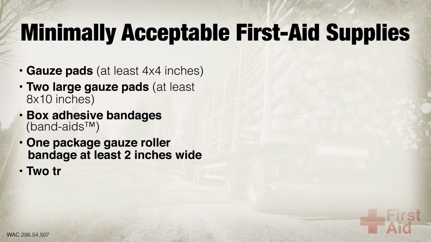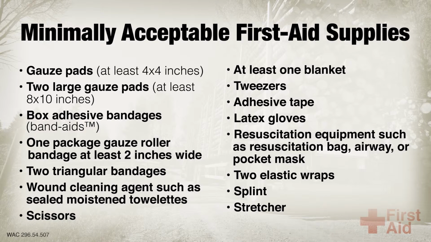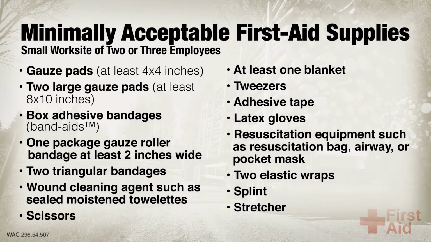Following is the minimally acceptable number and type of required first aid supplies to meet the requirements of this section. The contents of the first aid kit listed should be adequate for a small worksite of 2 to 3 employees. For larger or multiple logging operations conducted at the same location, the employer should provide additional first aid kits or additional quantities of supplies in the first aid kits.